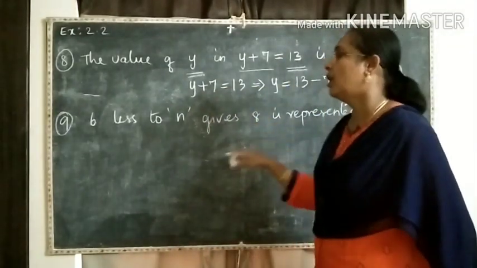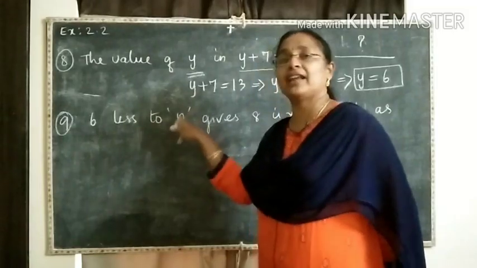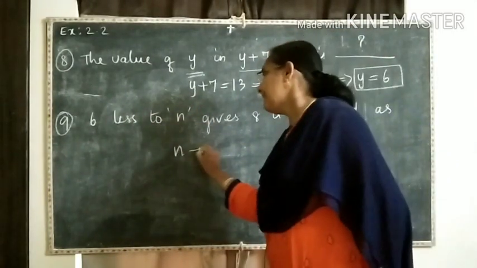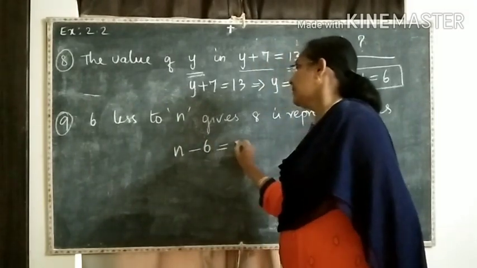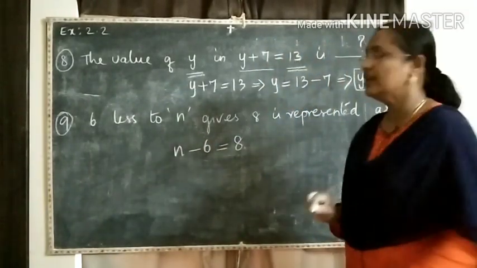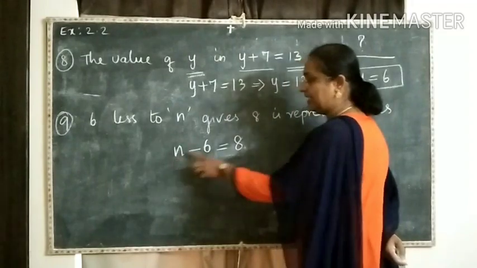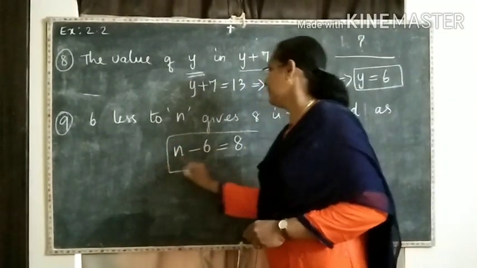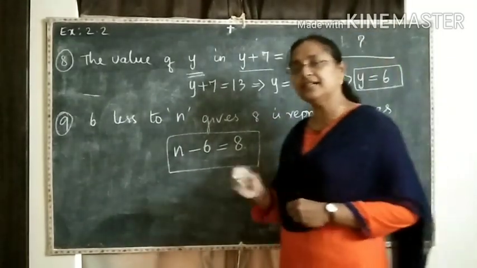Equal to 8. Okay. Now, 6 less than what? n, n being the biggest number. n minus 6 is equal to 8. Okay. Now 6 less than n gives us 8 as the answer. So this is also very simple. We have completed the ninth.